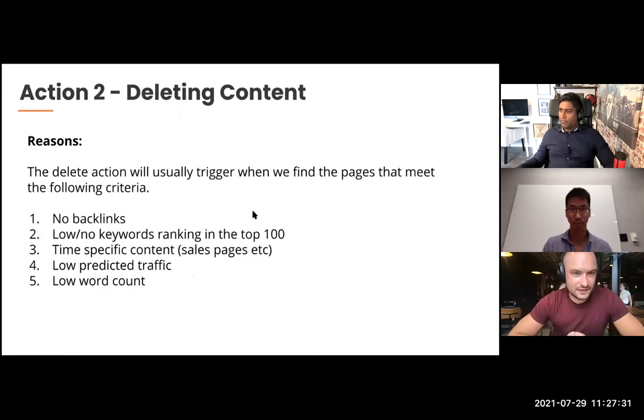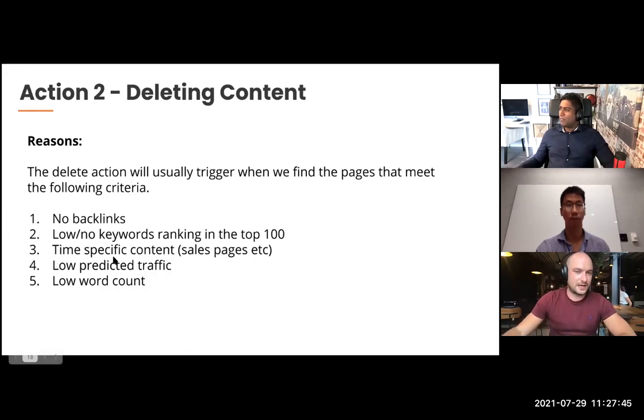Action 2, deleting content, and this is content that has, as we said at the very beginning, no links, no keywords ranking in the top 100, or if it does, it's ranking in position 17 onwards and isn't specific. It could be a time-specific piece of content, so a sales page, but that didn't have any links, because it's important to mention that, because you have some sale pages that acquire a load of links and you don't want to delete them.